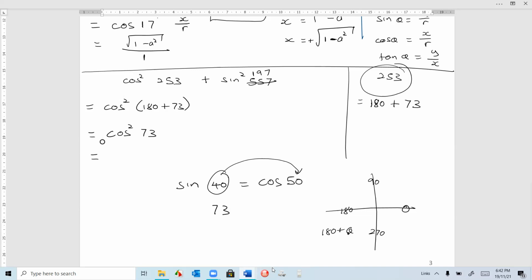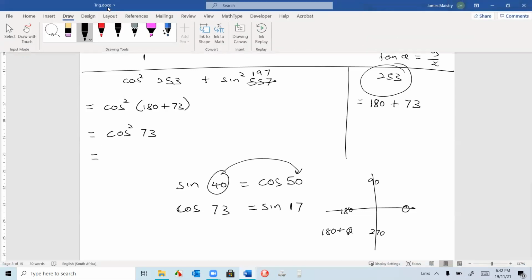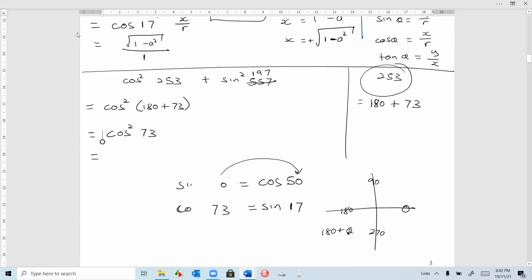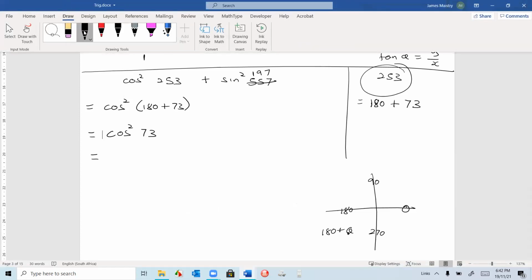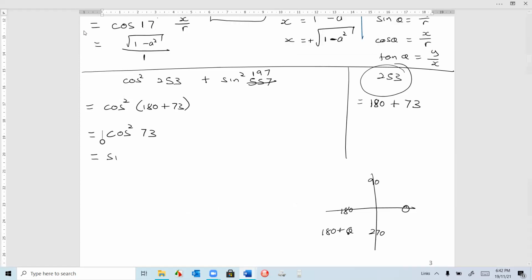So if we have cos 73, we know the complement of 73 is 17, but we're using co-ratio, so cos becomes sine. That's what we're going to use in this question. So I'm going to use my complement angles just to be safe and bring it to 17. So this now becomes sine squared 17 degrees. Don't worry whether it's positive or negative, because its square will always be positive.